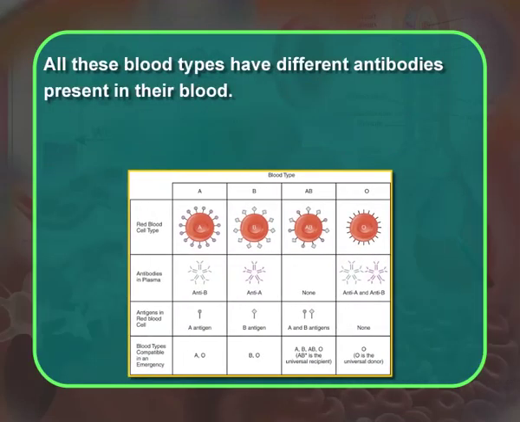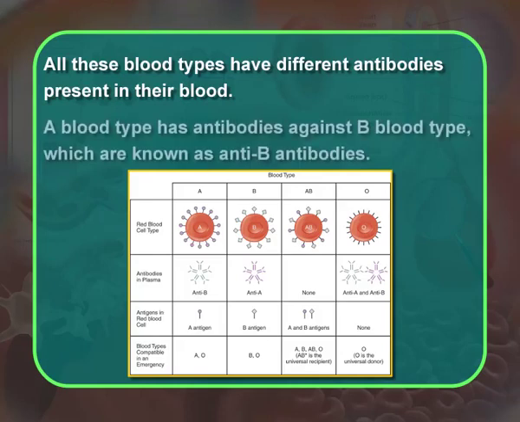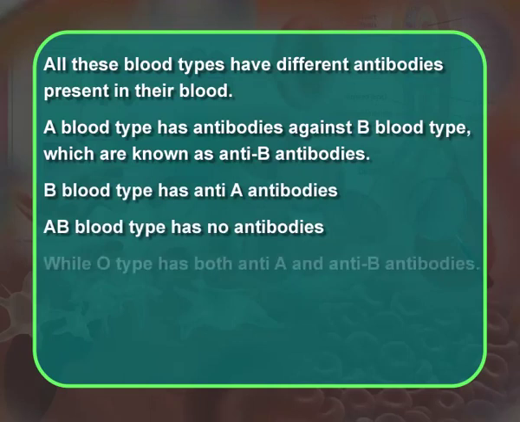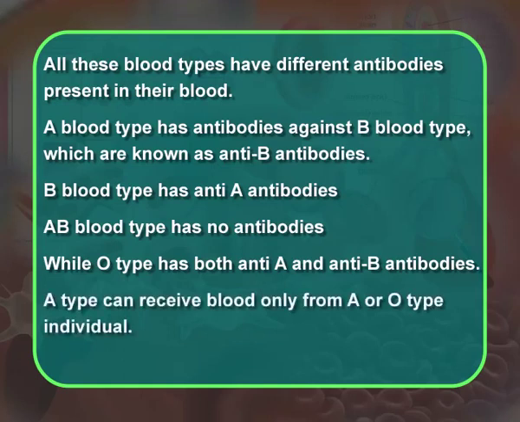Now, all these blood types have different antibodies present in their blood. For example, A blood type has antibodies against B blood type, which are known as anti-B antibodies. B blood type has anti-A antibodies, AB blood type has no antibodies, while O type has both anti-A and anti-B antibodies. A type can receive blood only from A or O type of individual.